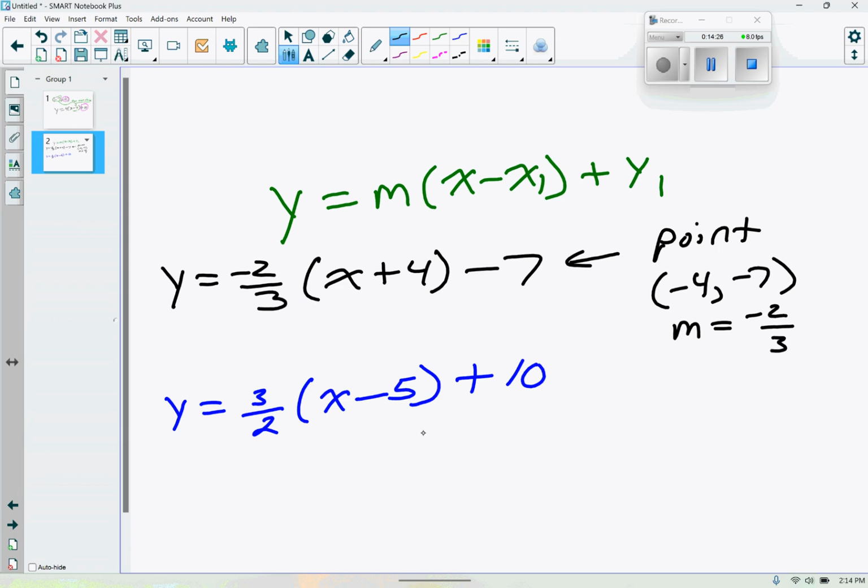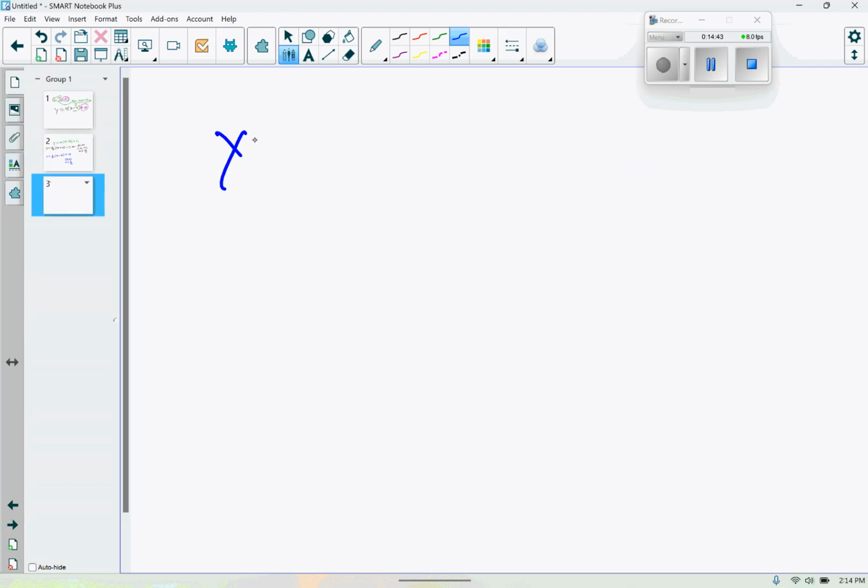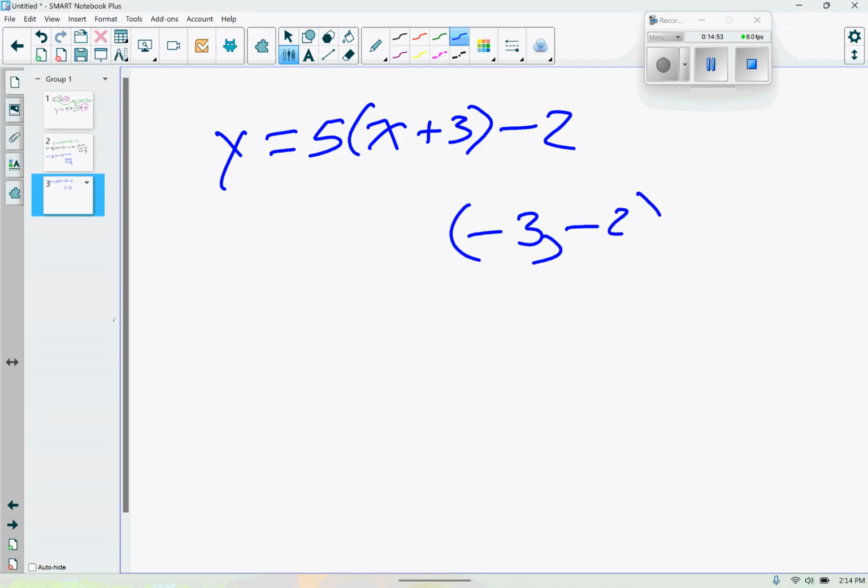All right. What's my point on this one? 5 and 10. So I changed the sign. And my slope? 3 over 2. Okay. Let's keep going a little bit. So what if I had y equals 5x plus 3 minus 2? What's my point? And? Negative 2. Slope? 5 over 1 or just 5? I love it. Great.